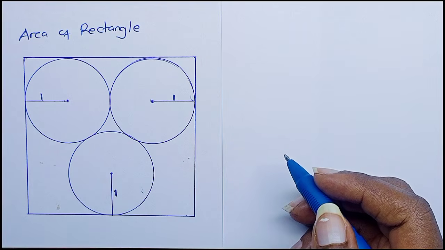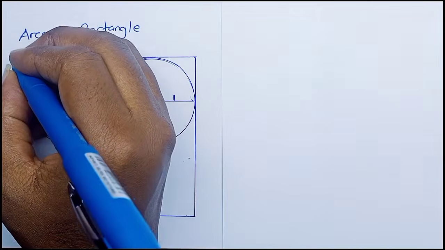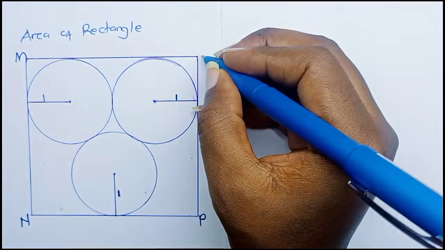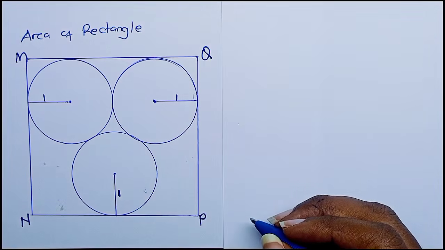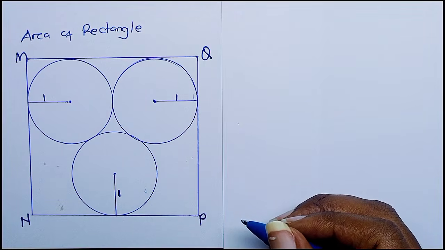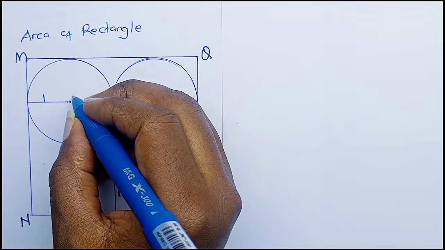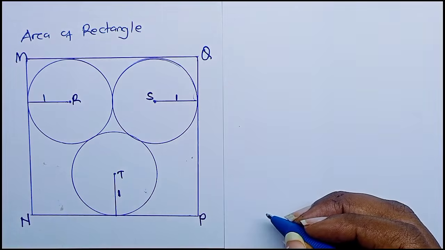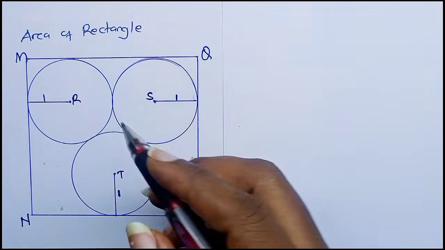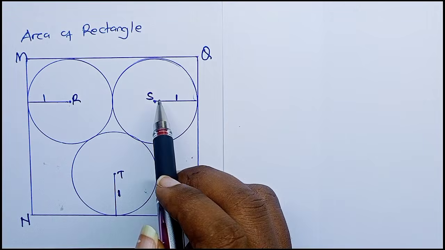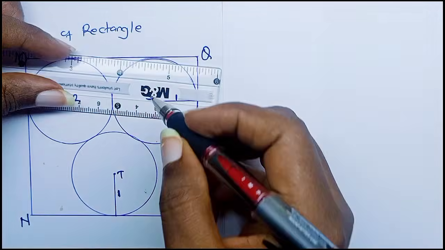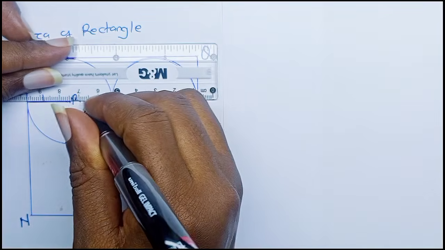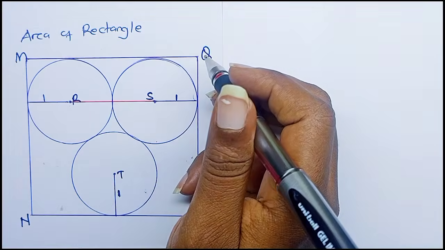Let's start by labeling the points on our diagram. Let this be M, N, P, and this one Q. And let the centers of the circles, let this one be center R, this one S, and this one T. Next, let's connect center R to center S. Just like that.